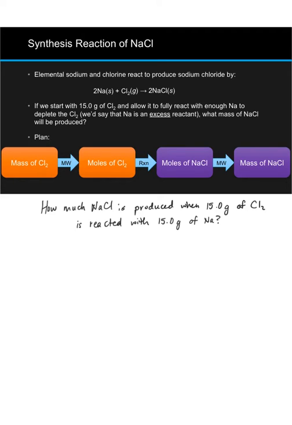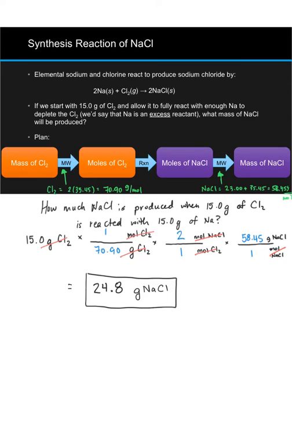It's like we're given two starting values. We've already figured out what mass of sodium chloride could be produced from 15 grams worth of chlorine. Let me bring that back up. So we showed a few minutes ago that from 15 grams worth of chlorine, we would expect 24.8 grams worth of sodium chloride. What would happen if instead of 15 grams worth of chlorine, we'd reacted 15 grams worth of sodium? What if we used our other starting value instead?